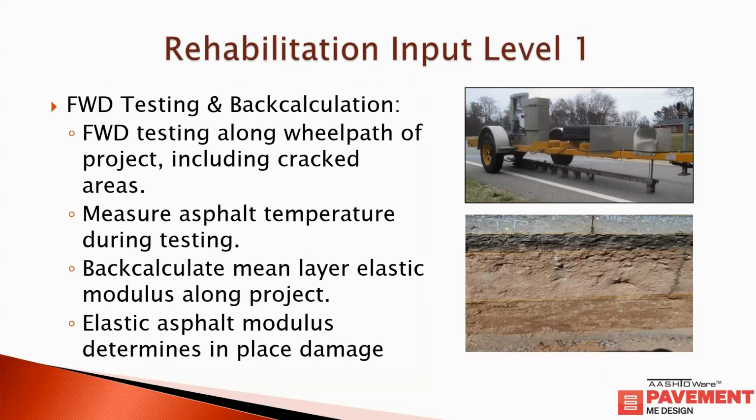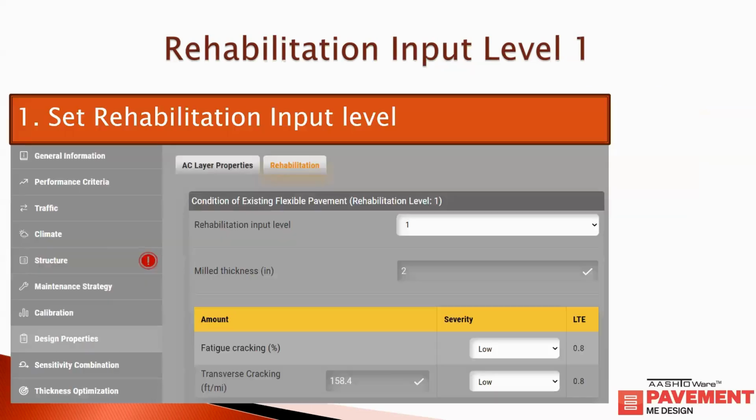So just to go over rehab input level 1, this is where you have your FWD testing and back calculation. You go out and test your pavement along the wheel path of the project, including cracked areas. You measure the asphalt temperature during that testing, then back calculate the mean layer elastic modulus along your project, and that gets entered into the software to estimate the in-place damage. So just to go over what that looks like and how rehabilitation input level 1 was implemented.